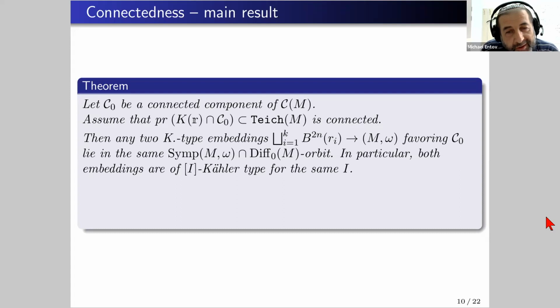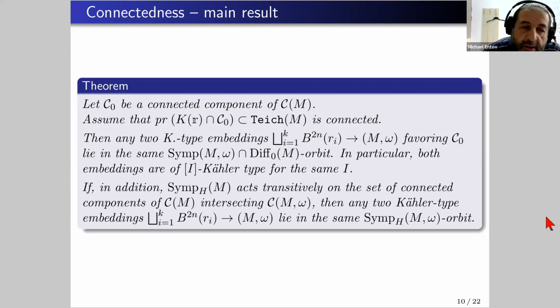This is what you get a posteriori. A priori, you didn't know it. You just knew that they both favor C naught. You knew that you can pick complex structures with respect to which they're holomorphic from the same connected component of CM, but you didn't know that you can pick them up from the same Diff naught orbit. Okay. A posteriori, you know that you can.